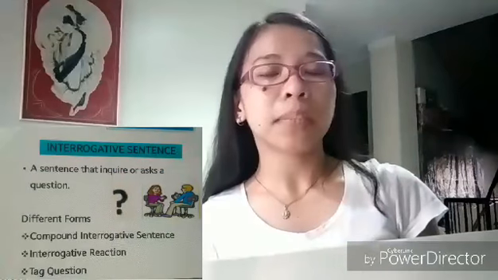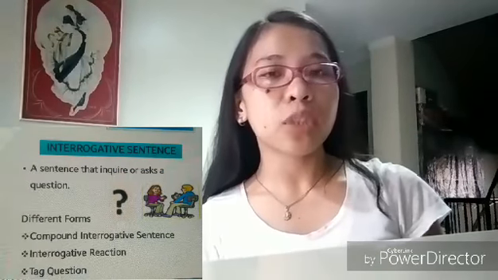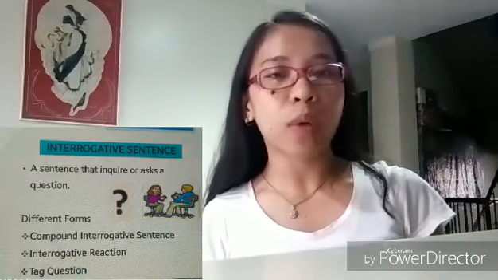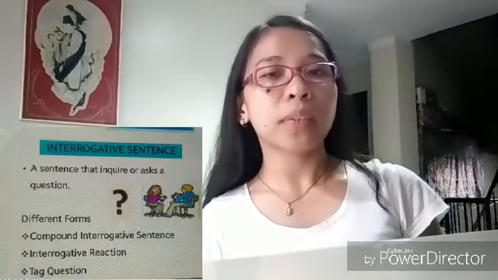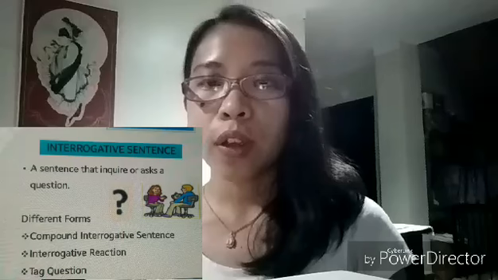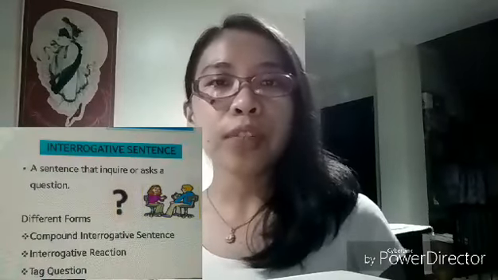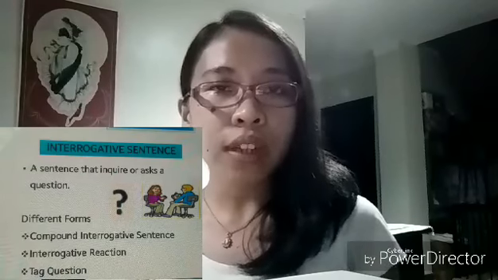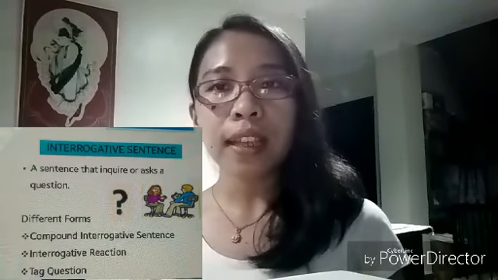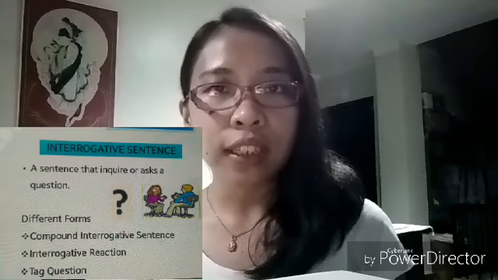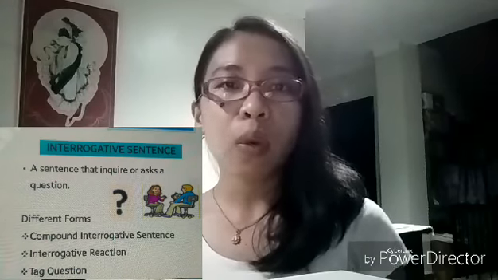The last type of sentence according to purpose is the interrogative sentence. So what is this interrogative sentence? From the word itself, interrogate. So this means the purpose of the sentence is to ask or inquire a question, and it will always end with a question mark. This interrogative sentence comes in 3 forms. The first form is compound interrogative sentence. The second form is interrogative reaction. And the last one is tag question.